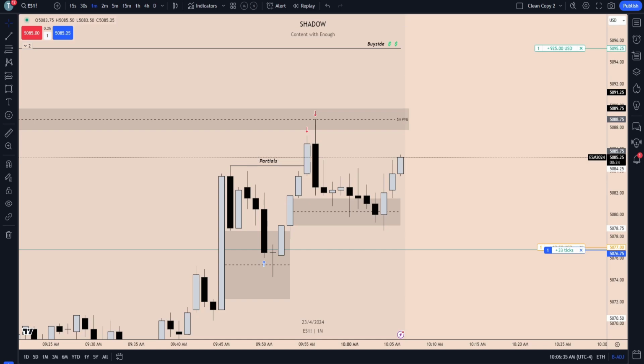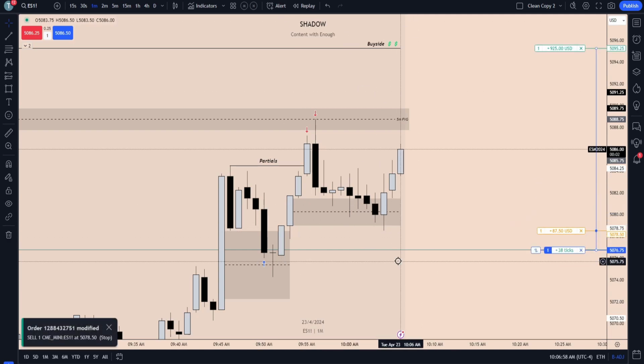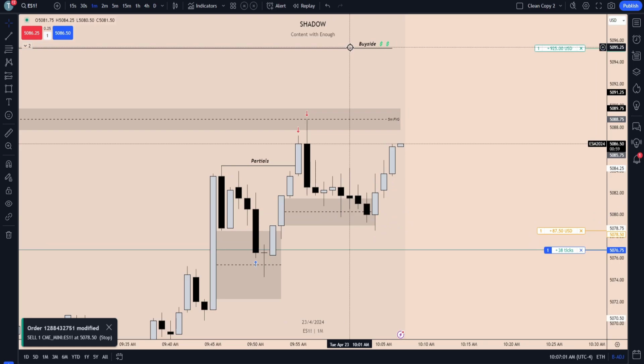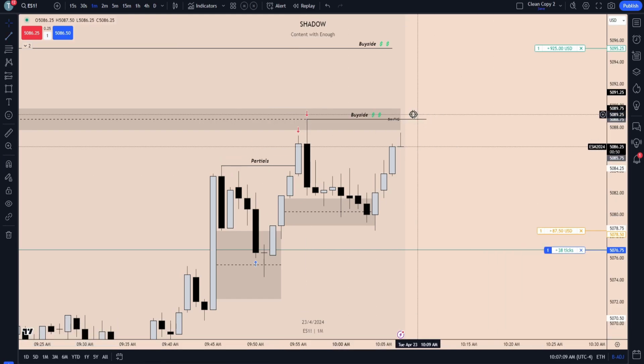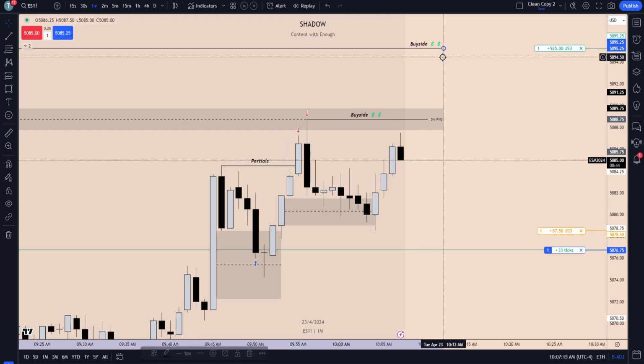Do we close there? Nah. As I said earlier, really this low should be protected. So we go right there. This becomes the new buy side. Still want to see external range up here.